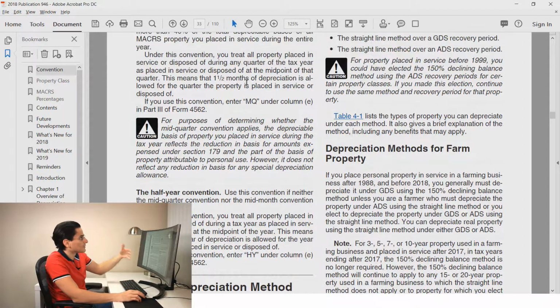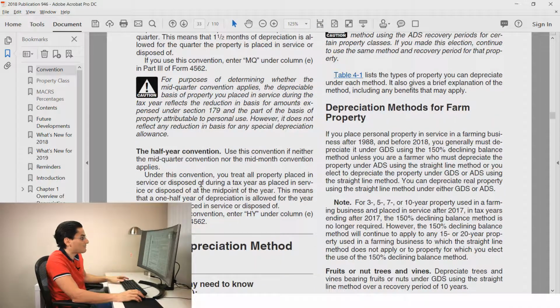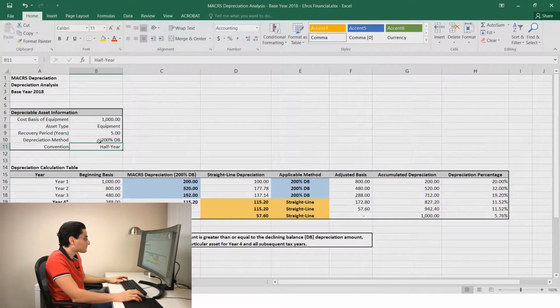So you'd have to take a look at the requirements for each one of those, but you'll see that if you have 5-year property, it's essentially going to lead you here because the mid-quarter convention, if it's not triggered, won't apply. The mid-month convention has to do with real estate-based assets, so residential rental property and non-residential rental property. So you're going to end up at the half-year convention when all is said and done.